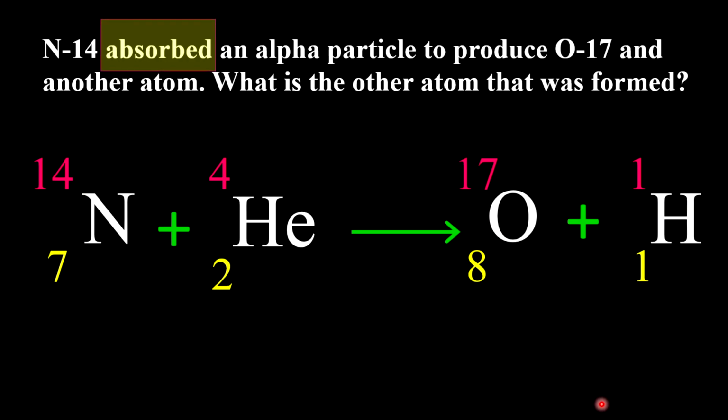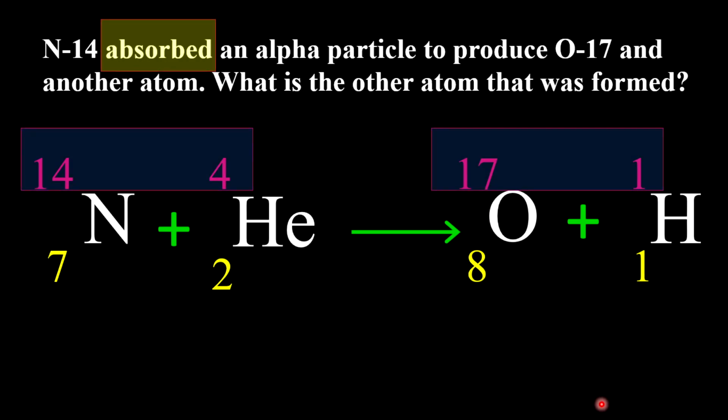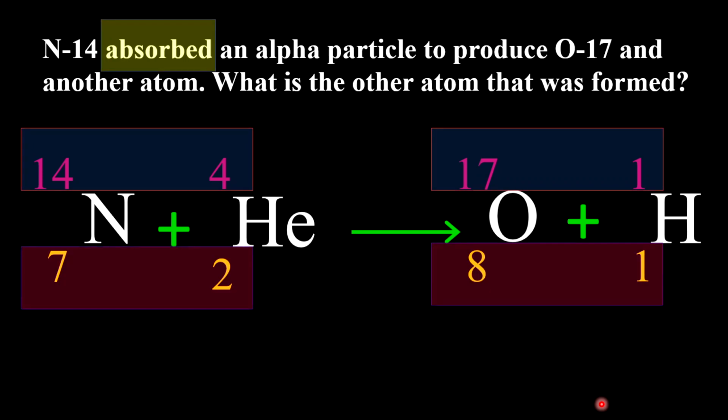Because remember the concept again, quickly. The masses on both sides are equal. The total protons on both sides are the same. And so from this we can conclude that the new atom there is hydrogen, right? So always look at the total masses, and always look at the total protons, right?